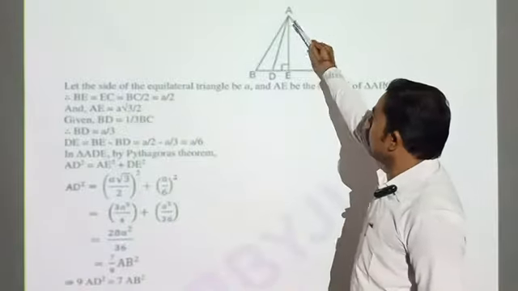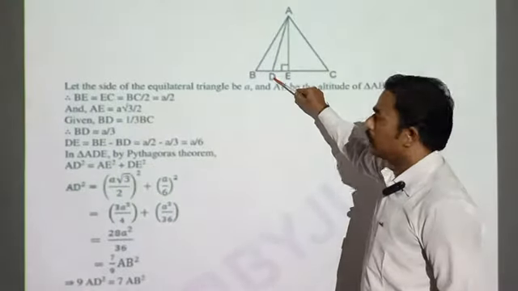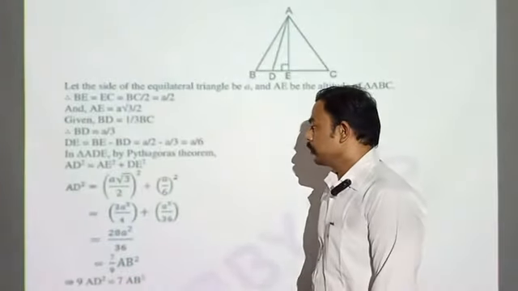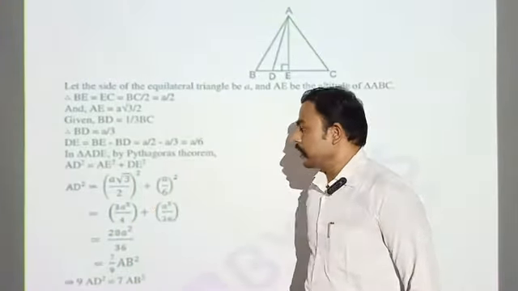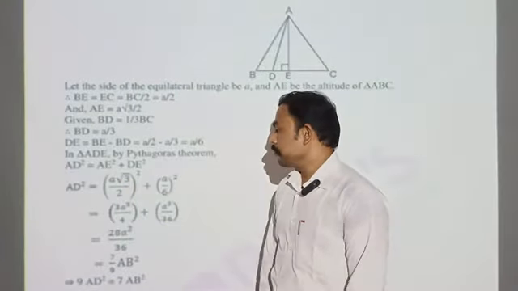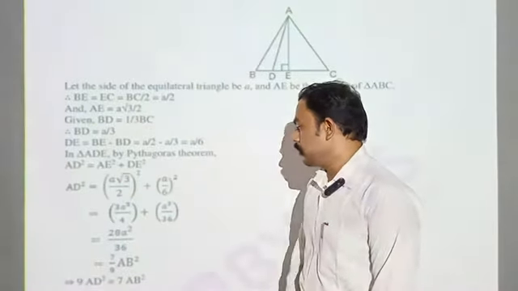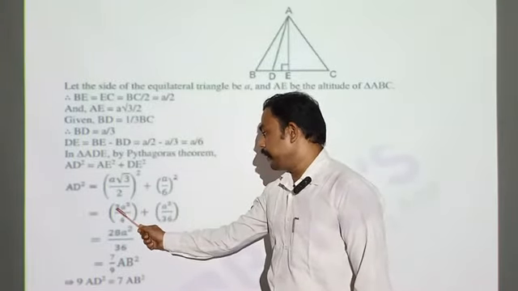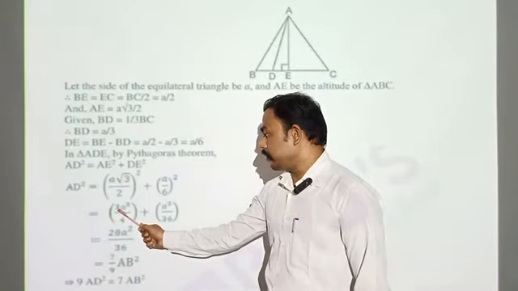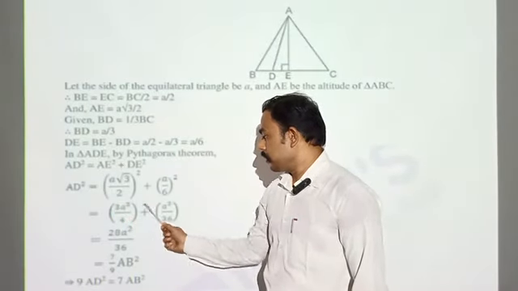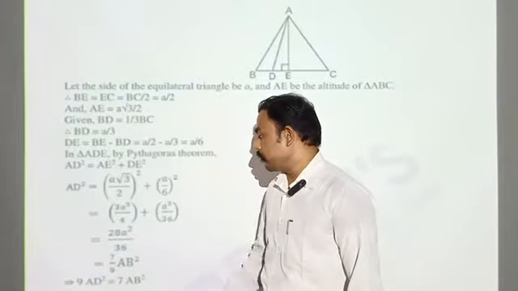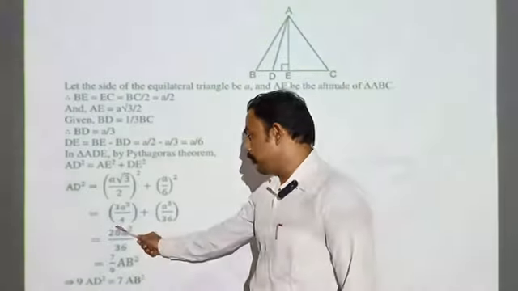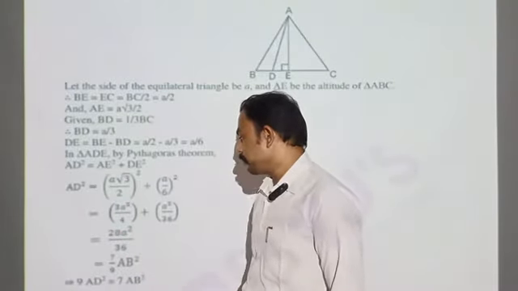Now in triangle ADE, AD square equal to AE square plus DE square. All those things we know, substitute: A by 2 root 3 whole square, so A squared into 3 by 4, plus A squared by 36. After finding the LCM of 4 and 36, which is 36, here we need to multiply by 9, so 9 into 3 is 27, plus 1, so 28 A squared by 36. After cancellation by 4, it becomes 7 by 9 A squared.